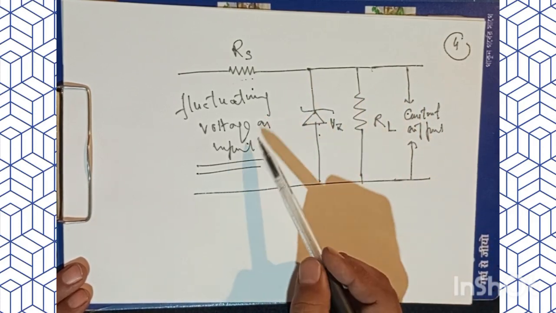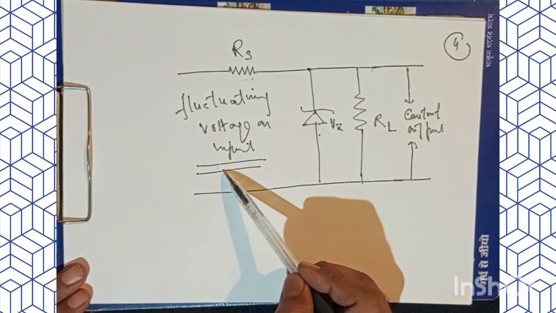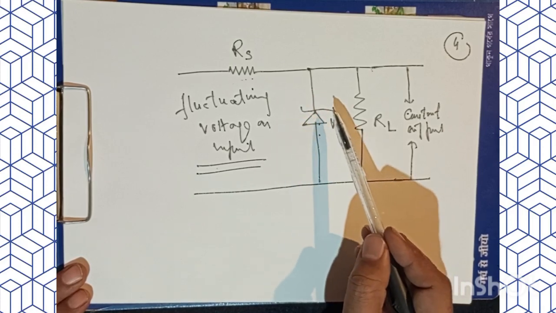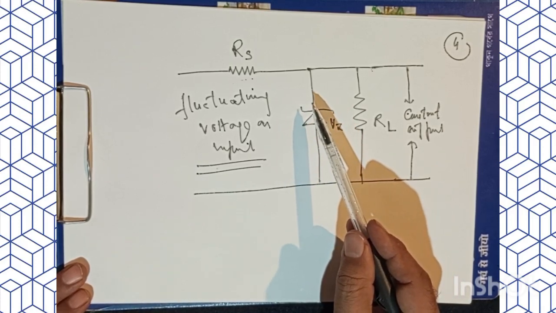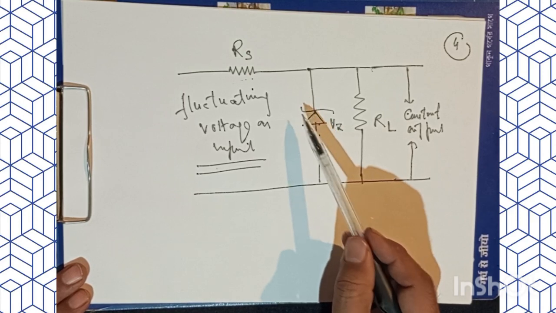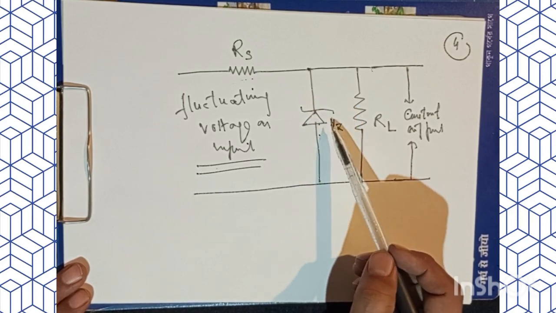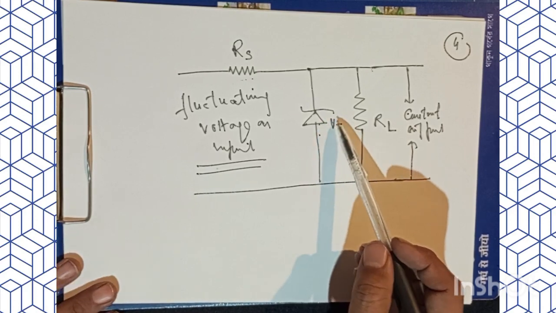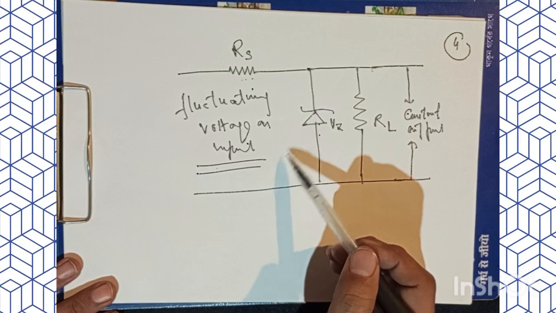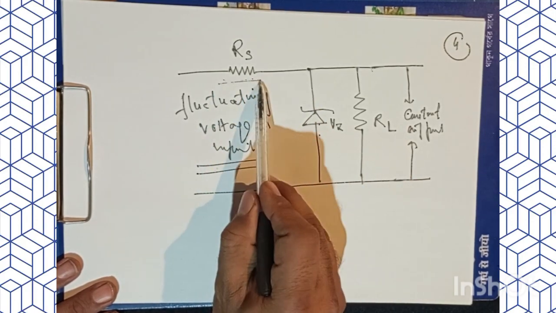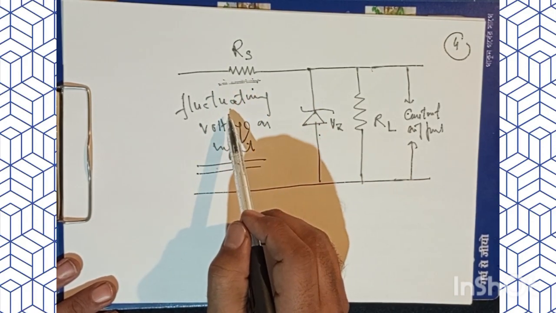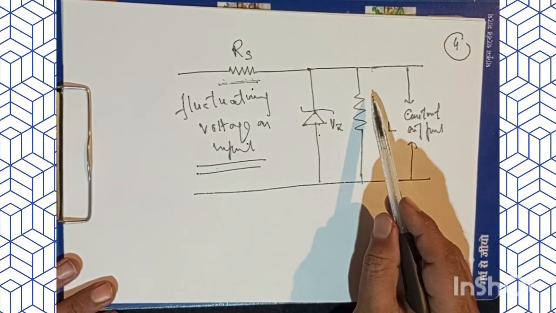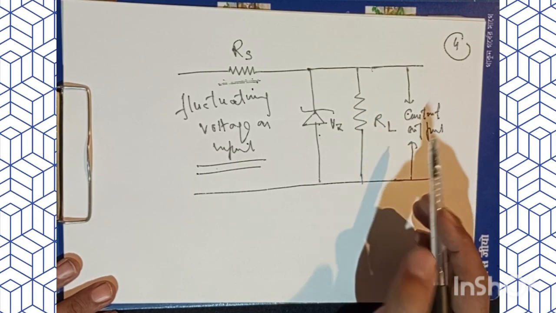Now, when the input increases, the resistance of the zener diode decreases, and hence the current through the diode increases to a high value. As a result of this, a large voltage drop occurs across this dropping resistance Rs. Hence the output voltage across RL is maintained at the desired value.